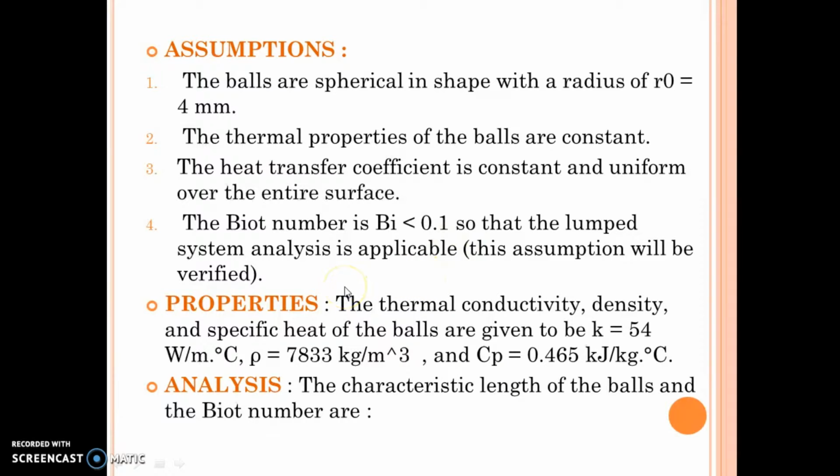The properties of thermal conductivity, density, and specific heat of the balls are given as: k is 54, the density is 7833, and the Cp is 0.465 kilojoule per kilogram degree Celsius. So the analysis is the characteristic length of the balls and the Biot number.